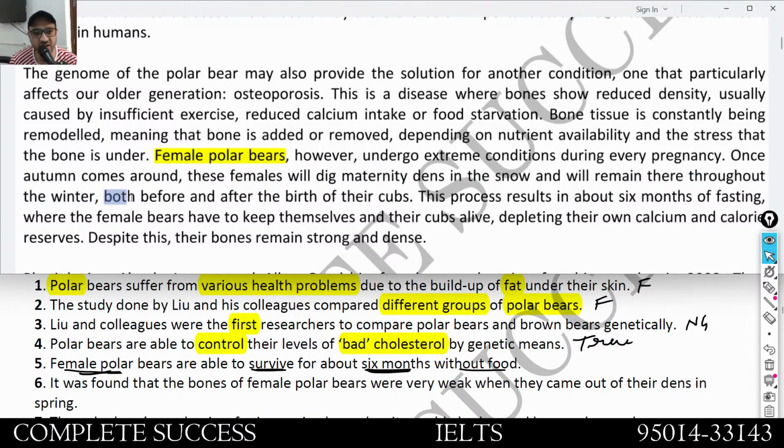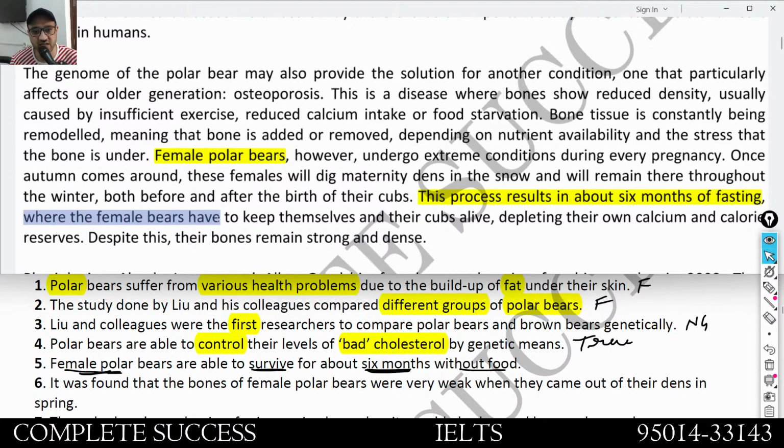तो पूरी सर्दियाँ वहाँ पे रहेंगी, both before and after the birth of their cubs. जब वो अपने बच्चे हैं उनके बर्थ से पहले भी बाद में भी. And this process results in about 6 months of fasting. तो जब वो बच्चे देती हैं तो मे बी 3 months पहले 3 months बाद, सो ये पूरा प्रोसेस जो है 6 months का गुजरता है. और इस प्रोसेस में वो फास्टिंग करती हैं. फास्टिंग मीन्स दे डोंट हैव एनीथिंग टू ईट.